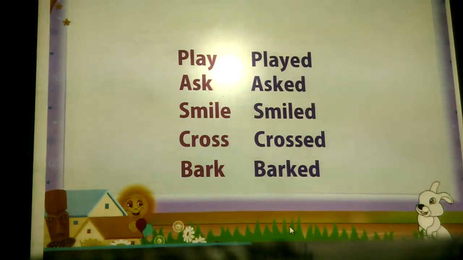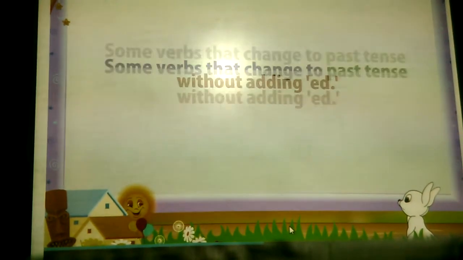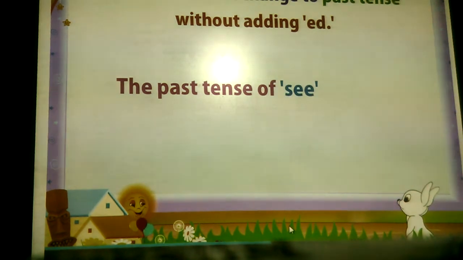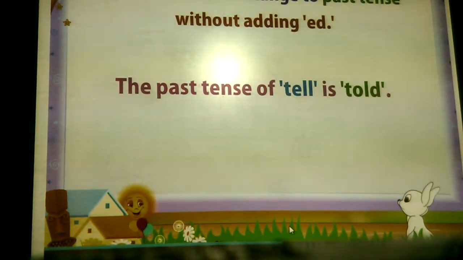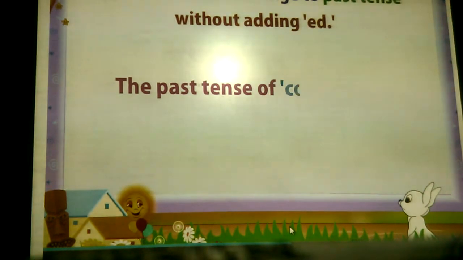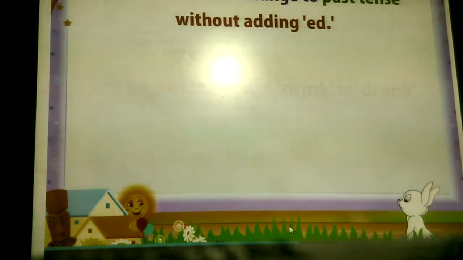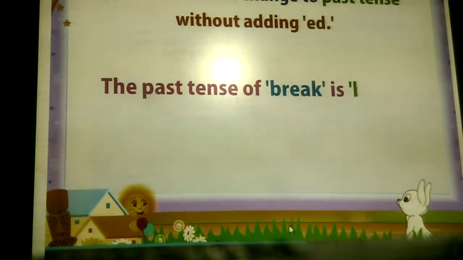We have seen how verbs change to the past tense by adding ed. But there are some verbs that change to past tense without adding ed. Let us look at these verbs. The past tense of go is went. The past tense of see is saw. The past tense of say is said. The past tense of tell is told. The past tense of drink is drank. The past tense of catch is caught. The past tense of break is broke.